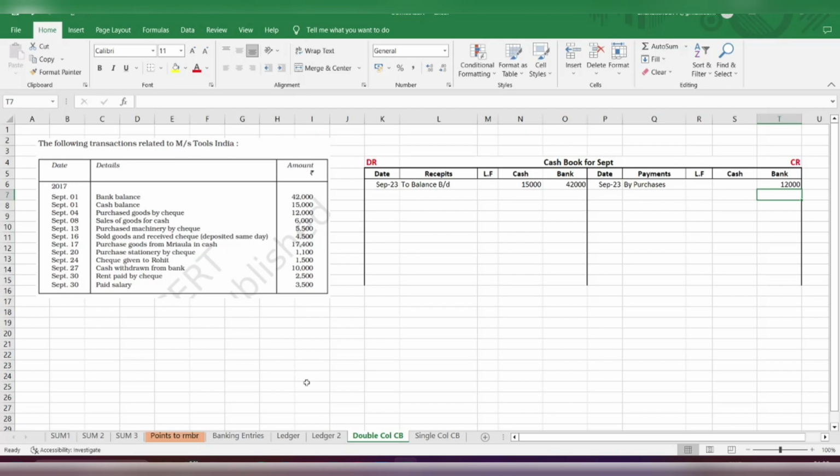Next entry, sale of goods for cash. When there's a sale, it's a cash sale, it's a receipt. So 8th September, to sales, cash column 6,000 rupees. Purchased machinery by check on September 13th.